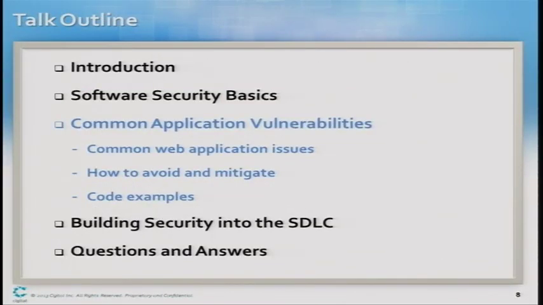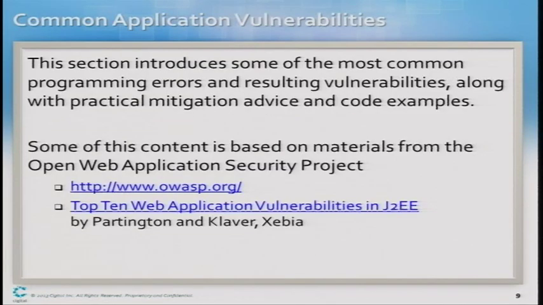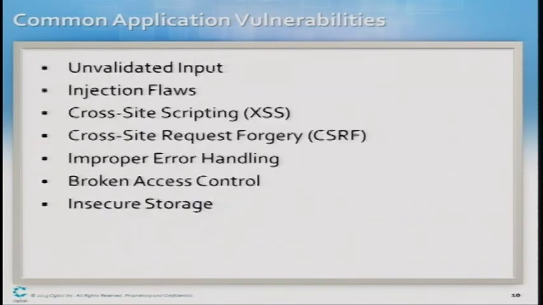So now we're going to dive into the vulnerabilities. Again, these are all well-known vulnerabilities, but the focus here is on fixing them. I'll just give a brief description of each of them to make sure everybody's on the same page. A lot of this material is from OWASP, which is a great resource for anything application security, software security related, and they have a lot of good resources there. So we're going to talk about unvalidated input, injection flaws, cross-site scripting, cross-site request forgery, what the difference is between those two, improper error handling, broken access control, and insecure storage.